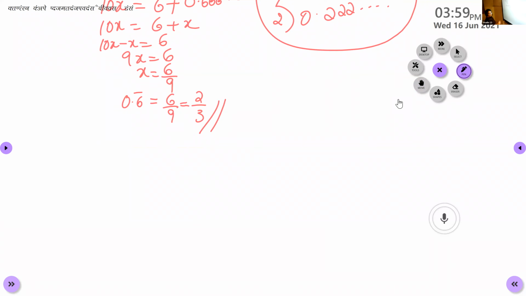Next one, express 1.2727 etc. in the form P by Q.